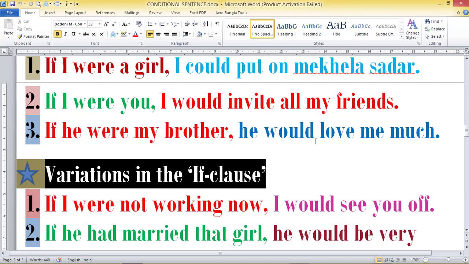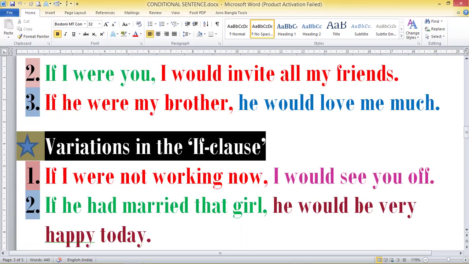Now let's go to the third sentence. The third sentence is, if he were my brother, he would love me much. In this sentence also, in the if clause, we have used unreal past. We have imagined here it's not possible for him to become his brother.